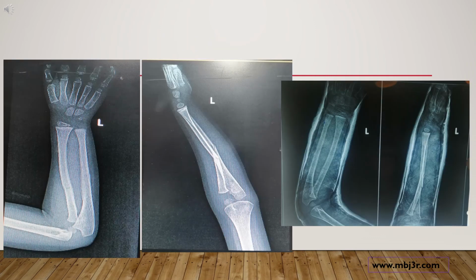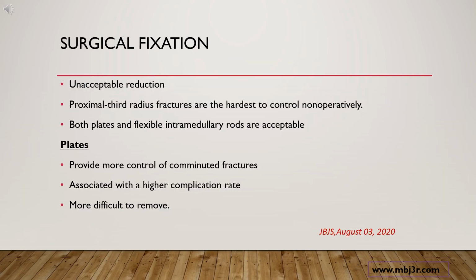In this X-ray you can see fracture both bone forearms at the junction of middle to lower 2/3 and upper 1/3, with acceptable reduction and treatment with the above elbow cast. Coming to the surgical fixation. Surgery is very rarely done in children for the both bone forearm fractures.